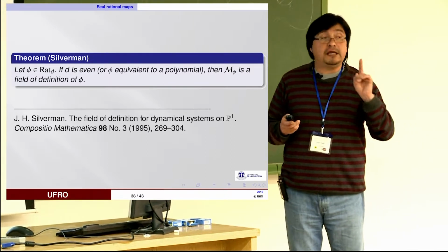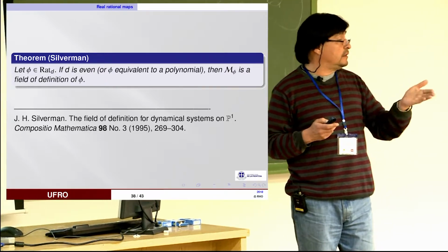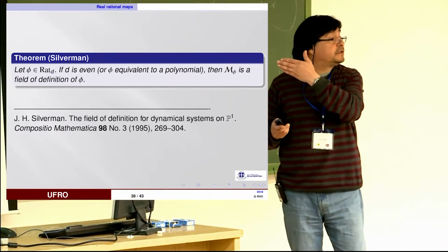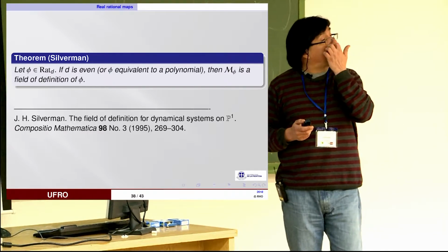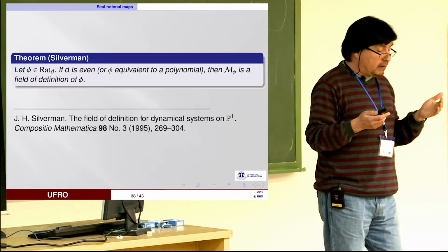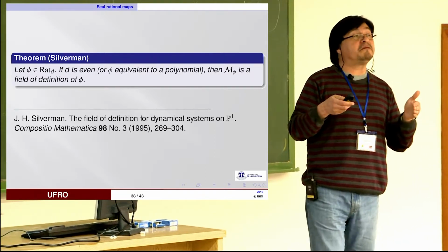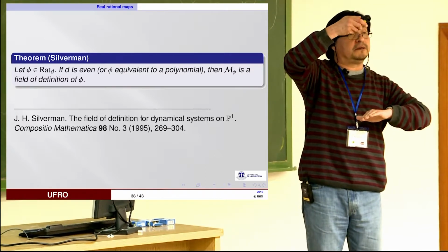And for the odd degree, already we have this pseudo-rational. So for odd degree, this result is not true. So I was wondering, for example, some time ago, how far I can find a field of definition of a rational map of odd degree over the field of moduli.